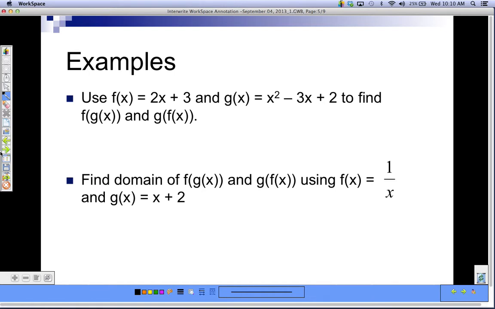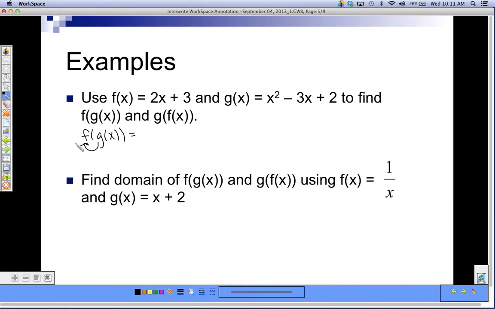So let's look at an example. We want to use f of x equals 2x plus 3 and g of x equals x squared minus 3x plus 2 to find f of g and g of f. So, f of g. We are going to just take function g and plug it into function f. So, we're working from the inside out.